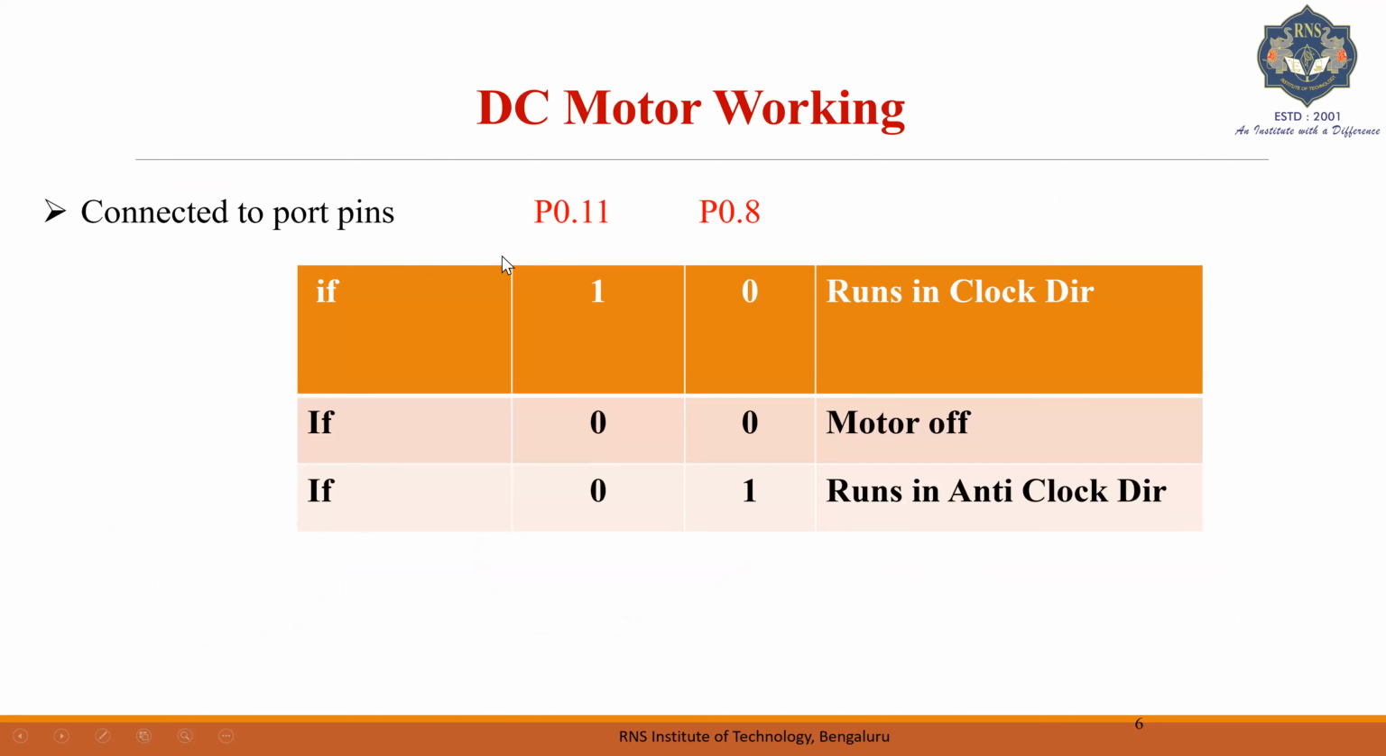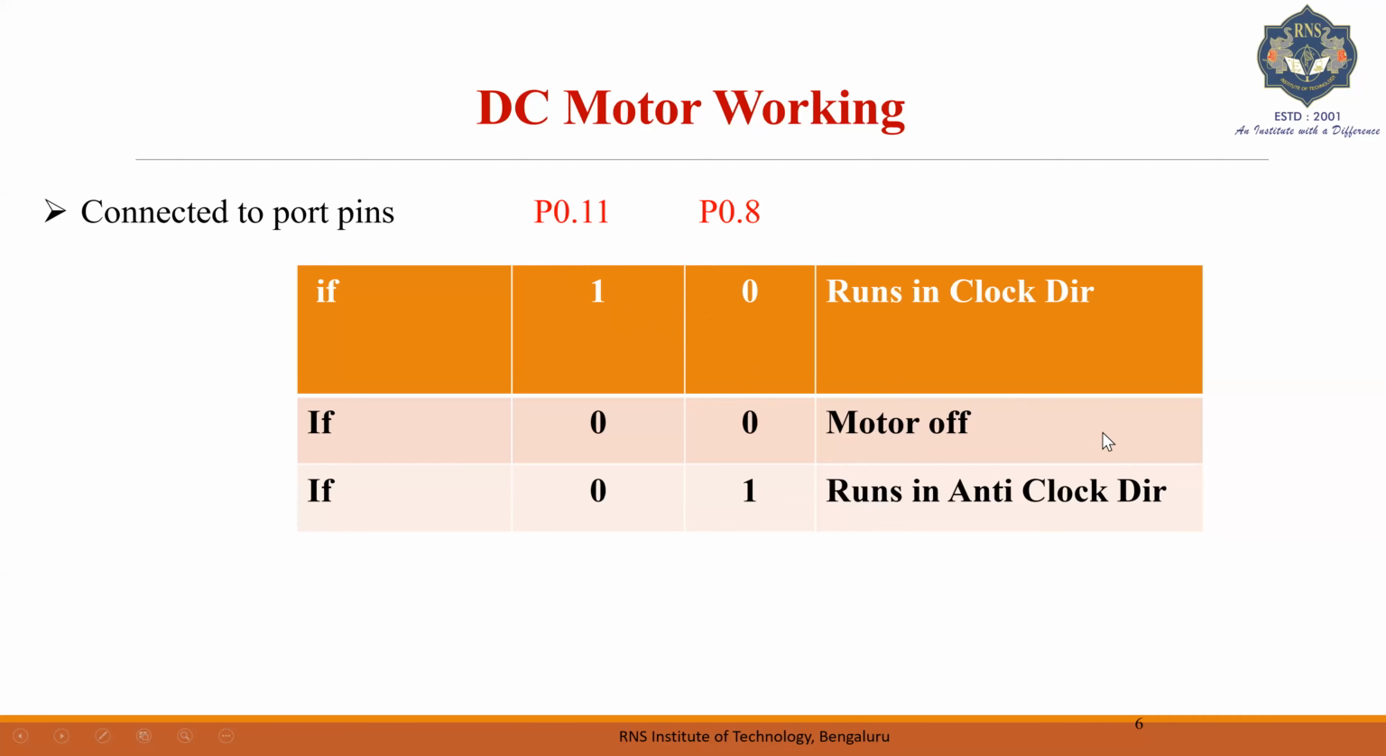In our board, that is the ARM ALS board, the LPC 2148 board, this DC motor interface is connected to the lines P0.8 and P0.11. I said there are 2 port pins, port 0 and port 1. All the 64 pins are connected through these ports, and this DC motor is connected to P8 and P11. So when I program P11 with 1 and P0.8, that is the 8th pin, to 0, it runs in clockwise direction.